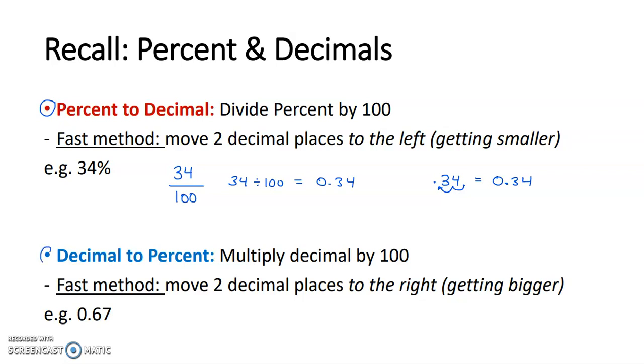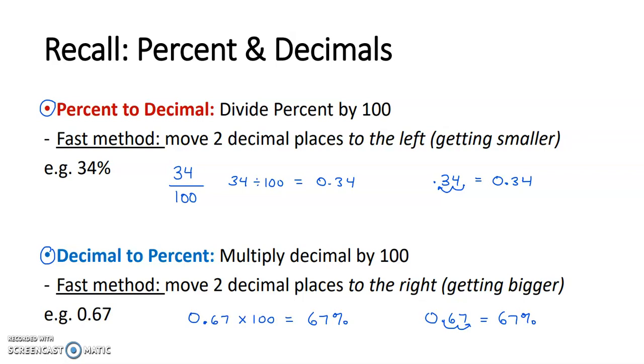If we want to go from a decimal to a percentage, we're going to multiply that decimal by 100. And again, we can move the decimal places quickly, but this time to the right because we're multiplying, we're getting bigger. So if we want to take this decimal 0.67 and change this to a percentage, we can multiply this by 100, giving us 67%. And the same goes with the fast method. We can move our decimal 2 places to the right, getting us to 67%.